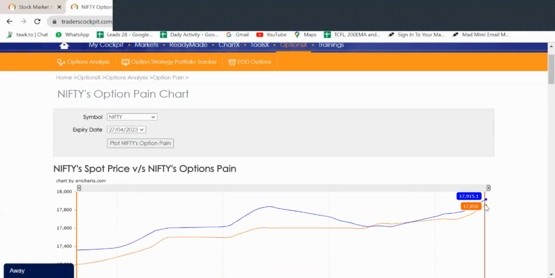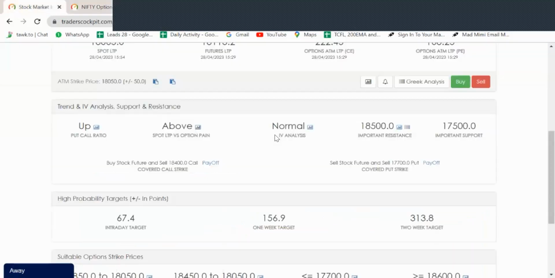Why? What is the reason behind it? Who is the institutional guy placing these orders? How much money are they placing? So the pain line tells you where the pain is standing for the big players. We will give you the training on that. And IV analysis, implied volatility analysis, we will take care of in the training. This is one of the best analyses we can do in the options market.